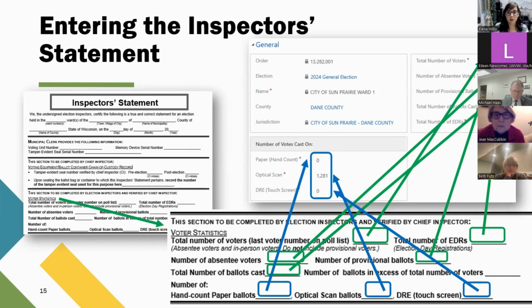So on the screen here, you can see how these pieces connect: the section of the inspector statement and the WisVote entry system. The voter statistics highlighted in green come straight from that section on the paper form. The bottom 3 numbers shown in blue also transfer directly from the inspector statements. And the key point is that every figure has a source and every mismatch has a documented reason. The process isn't designed to hide differences. It's designed to find them and explain them outright.